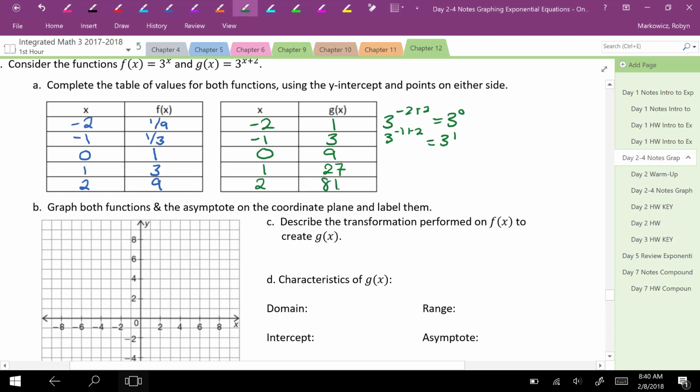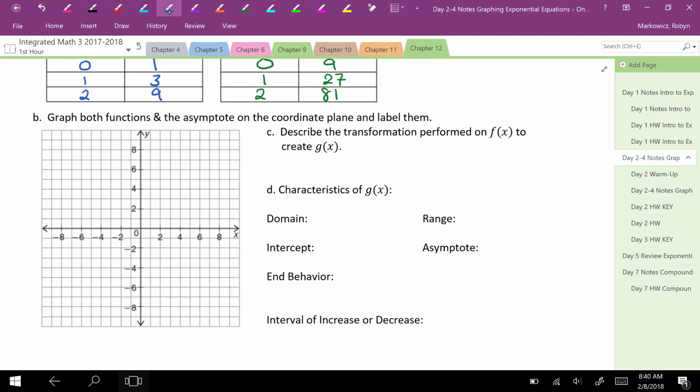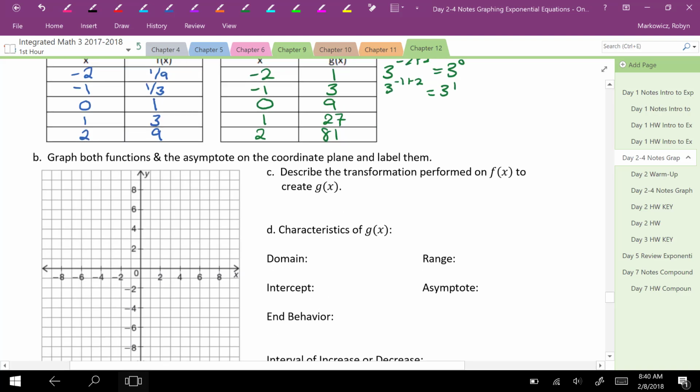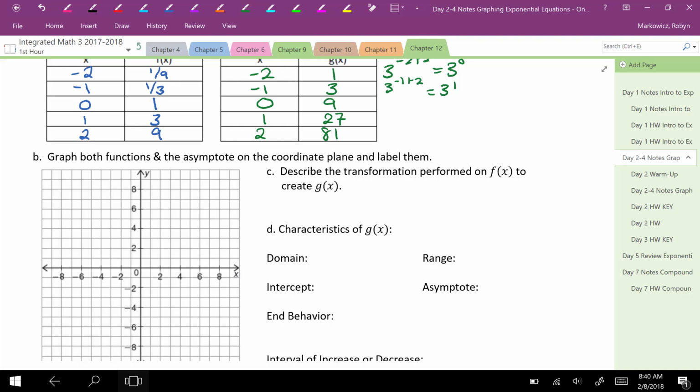All right, let's go ahead and plot these. If you would like a highlighter, I would suggest, because we're going to have to graph both of these functions on one graph. I would say get out 2 different colors to help you tell the difference. I'm going to do my original function, f of x, in blue here. I had -2, 1/9; -1, 1/3; 0, 1; 1, 3; and 2, 9.